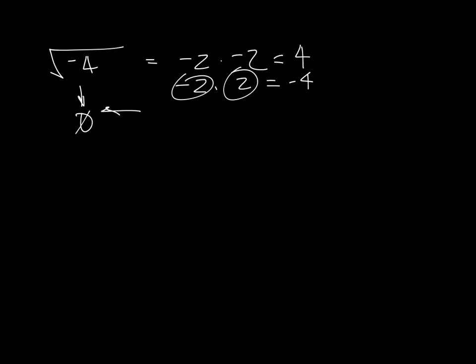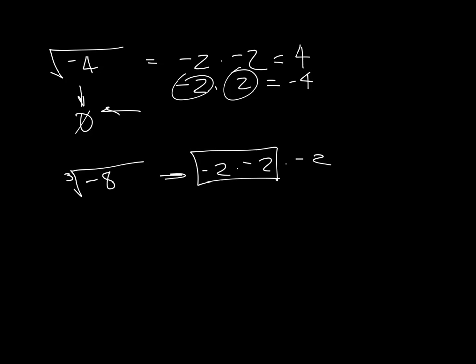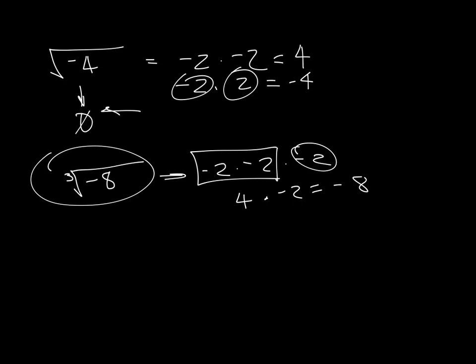But on the other hand, if our index is an odd number, then we can find a negative. Negative 2 times negative 2 times negative 2, because these two negatives give me a positive 4, times negative 2 gives me a negative 8. So it is possible to get an answer when there's a negative in the radicand as long as the index is an odd number. If that index is an even number with a negative under there, there's no solution. If it's an odd number, it's possible that there's a solution.